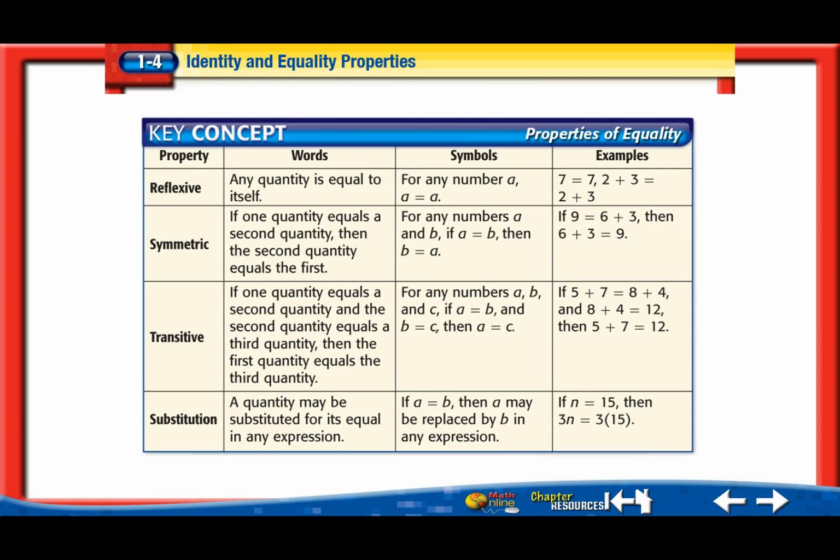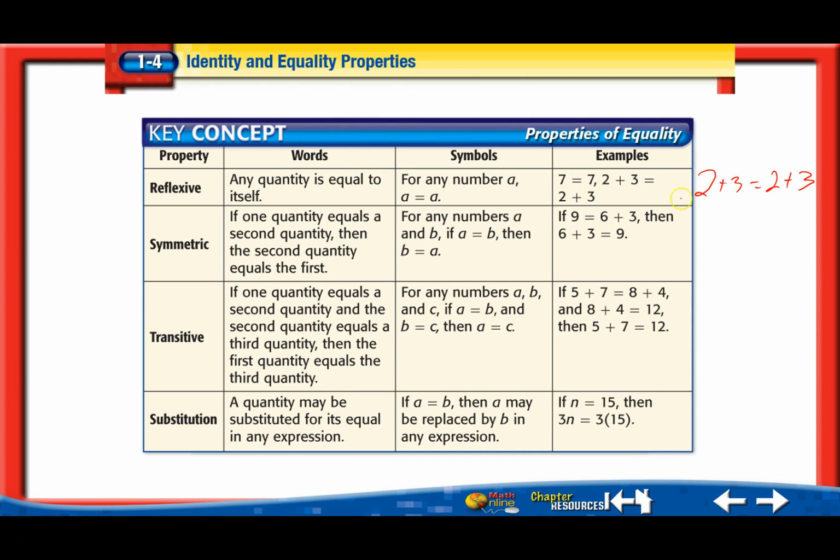All right, a few more things here for properties of equality. The reflexive property of equality: any quantity is equal to itself. So a equals a, 7 equals 7. Or you might end up with 2 plus 3 equals 2 plus 3. Those are equal to each other.